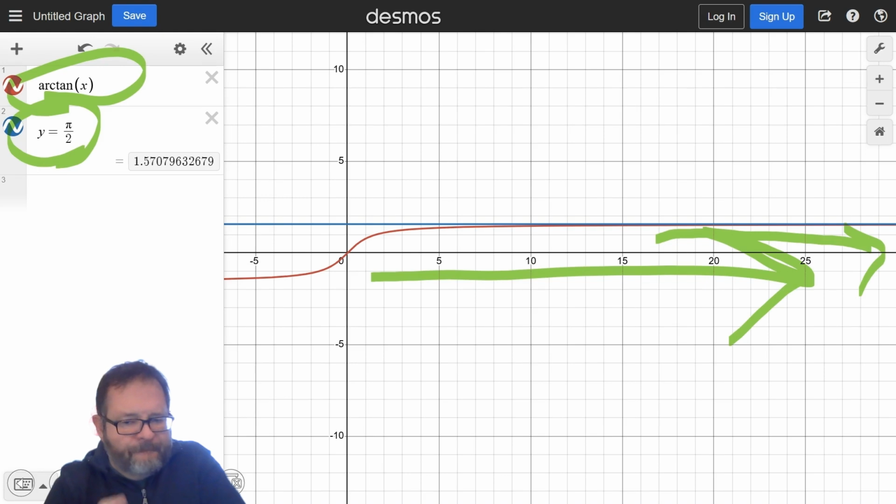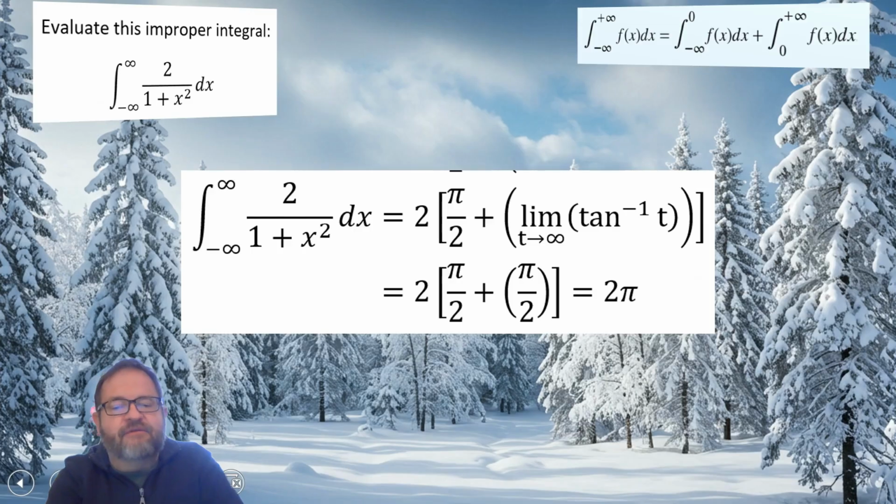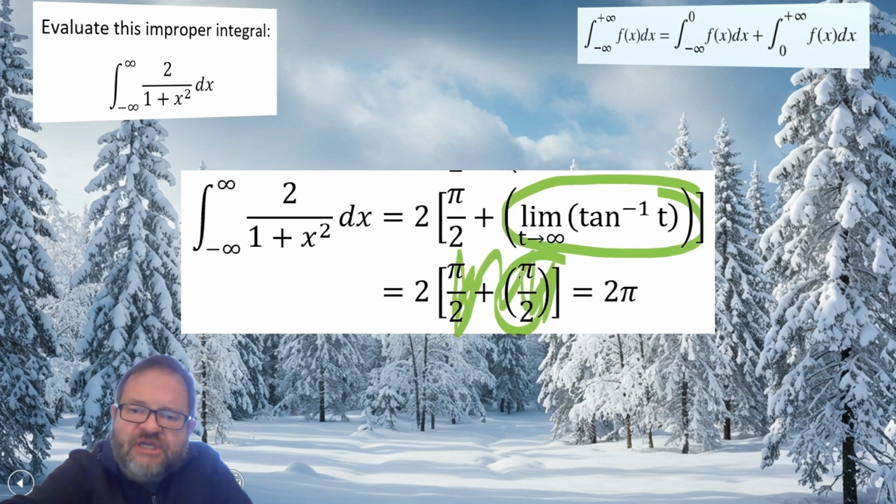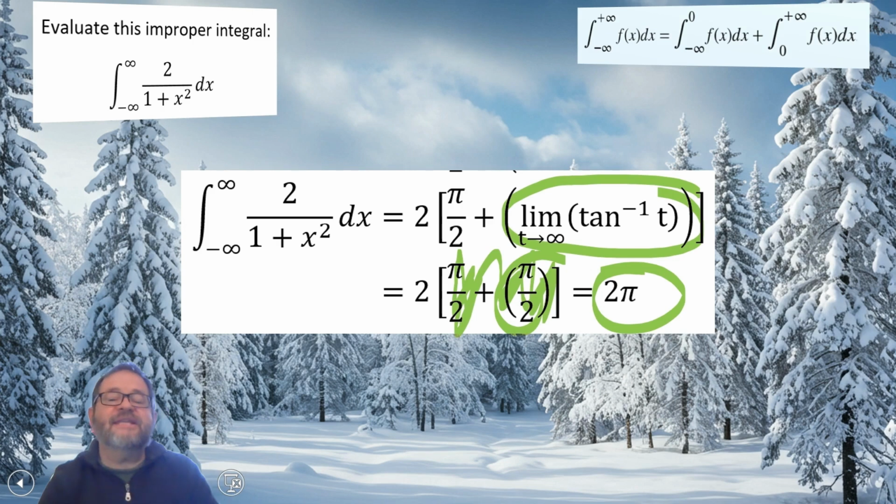That's good enough for today. For today, we're going to say that means as we went out to infinity, the limit was pi over 2. That is fine with me. So we're going to say that this limit is pi over 2. Pi over 2 plus pi over 2 is pi. 2 times pi is 2 pi. And that is our answer.